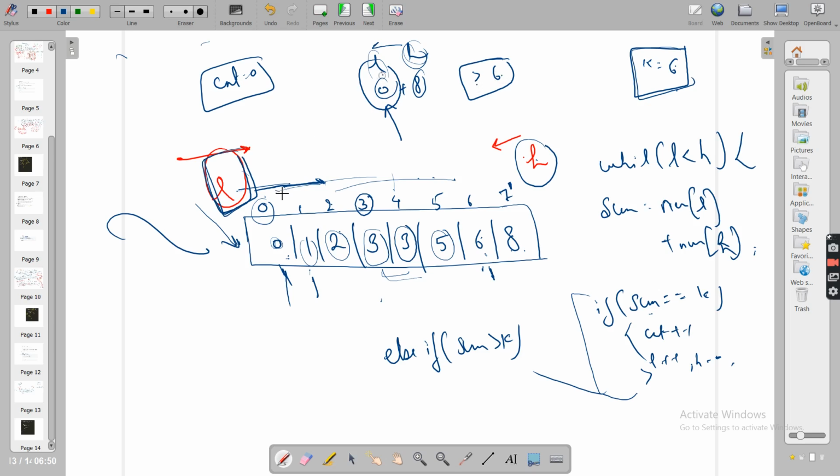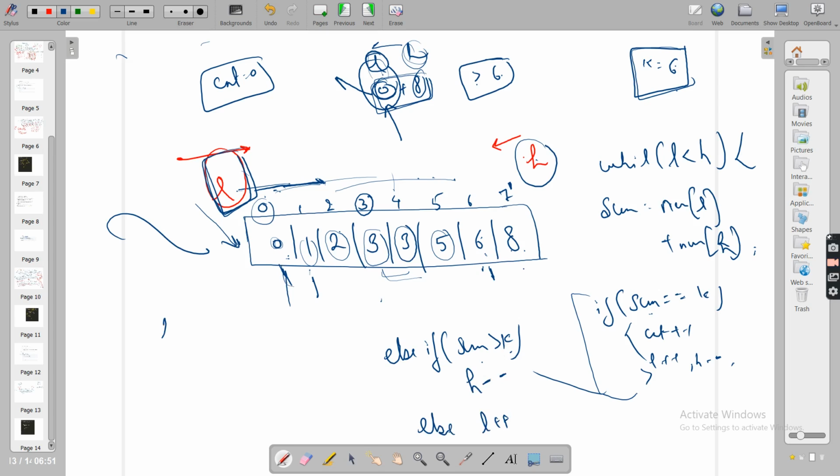If you increase L, obviously this value will also increase, so it will increase this sum, but we want a lesser sum. We were already having a greater sum, so increasing L is not an option. So if the sum is greater than k, increasing L is not an option, you have to do H minus minus. And in the other case, if sum is less than k, you can guess it, you have to do L plus plus.